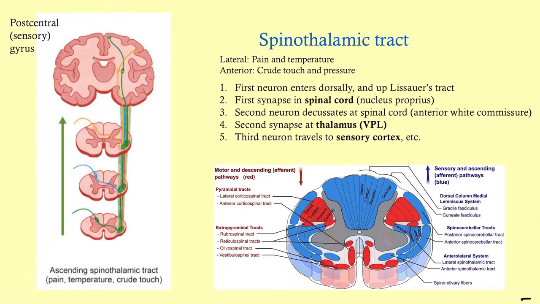Now moving on to the spinothalamic tract. This carries information about pain, temperature, crude touch, and pressure. And there are actually 2 distinct spinothalamic tracts.